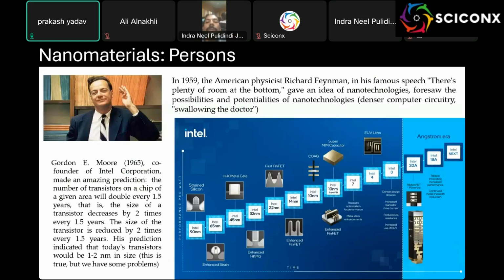The famous quote is from Gordon E. Moore, also a co-founder of Intel Corporation, who made an amazing prediction at that time. He said that the number of transistors on a chip in a given area will double every 1.5 years, that is, the size of the transistor also decreases 2 times every 1.5 years. His prediction is that today transistors will be 1 to 2 nanometers in size, and this is true. Intel makes processors with transistor size around 4 nanometers.